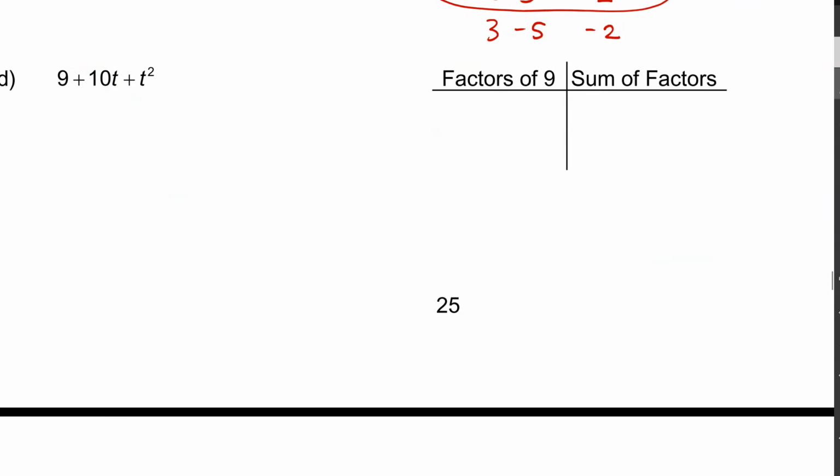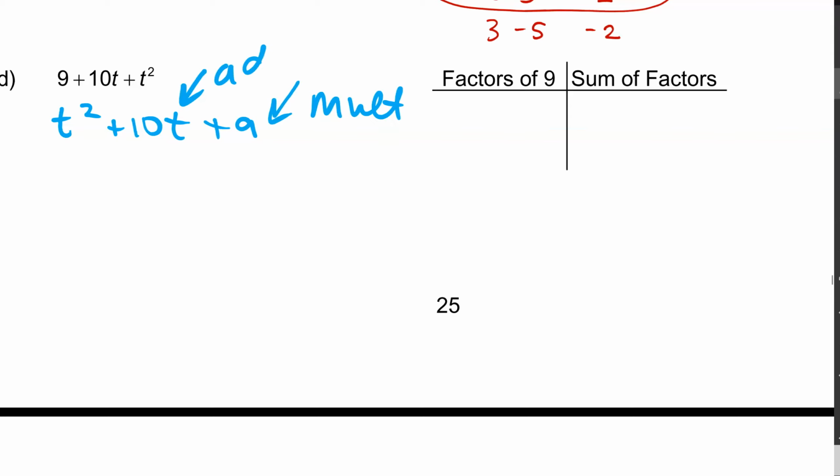Okay, so I gotta rewrite this in the correct order. t squared plus 10t plus 9. That way I see this is what I multiply to, and this is what I add to. So it adds to 10. 1 and 9, 3 and 3, add it.